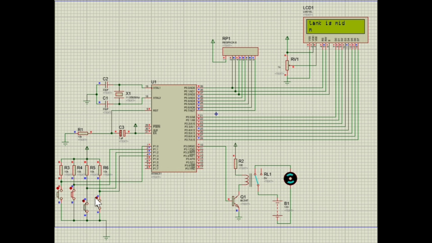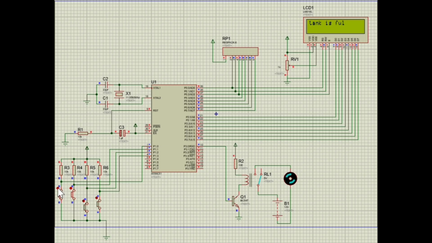When the water reaches the middle level, the LCD displays tank is middle and the motor is still on. When the tank is full, it sends a low signal to microcontroller P1.0, and as per the program, the microcontroller sends it to P3.0, and then the transistor acts as an open switch. The relay is disconnected from ground, the motor is turned off and the LCD displays the message tank is full and motor is off.